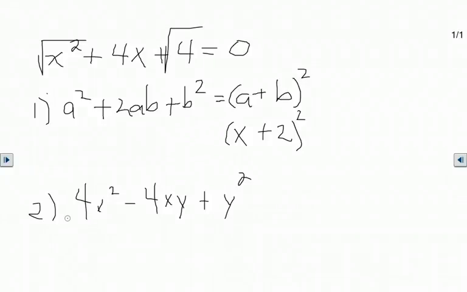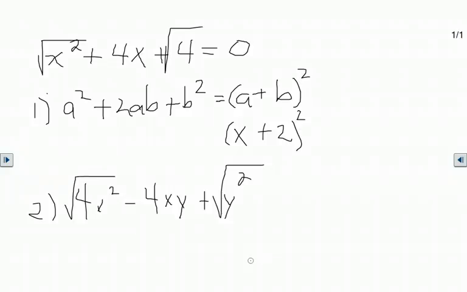Alright, so take the square root of this one. Take the square root of this one. And that'd be 2x, and that'd be y. 2 times 2xy is 4xy. So it is a shortcut, but which shortcut is it? It's shortcut number 2, which is the same as this one, except it has a minus symbol right there.